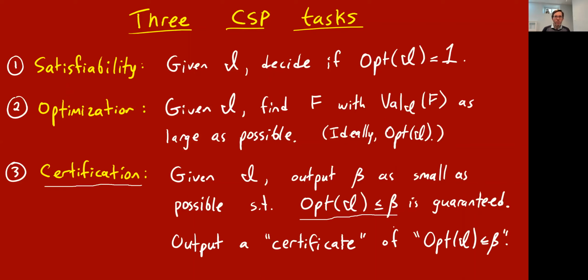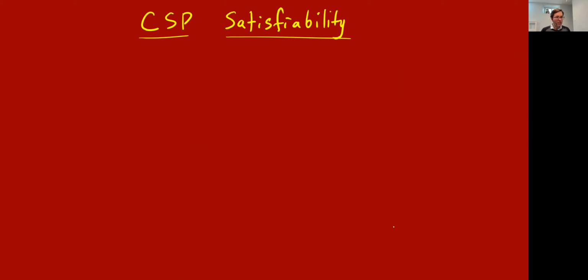Even more ideally, you would output some kind of vivid certificate that the optimum is at most beta. But as long as you output a number that's 100% guaranteed to be correct, then we call you a certification algorithm. And of course your goal is to output a beta that's as small as possible, ideally one that's equal to the optimum value. Okay, so let's talk about each of these 3 tasks in turn, because there are interesting things to say about each of them. So let's start out with CSP satisfiability.